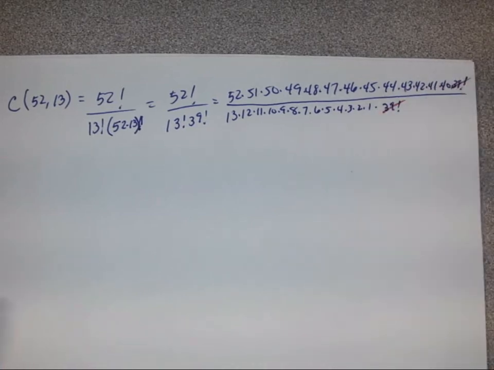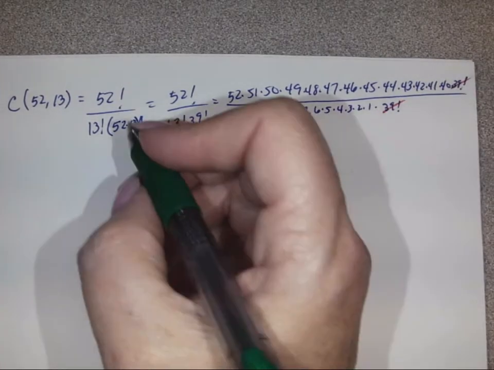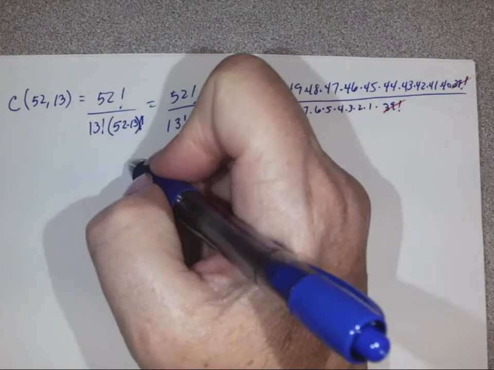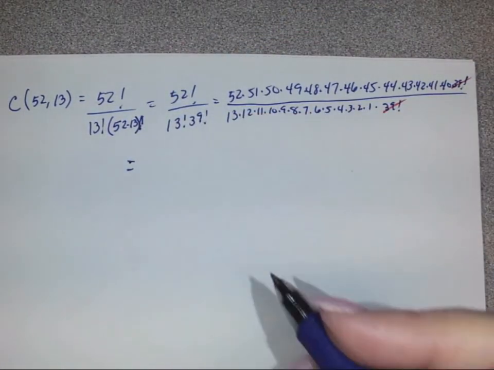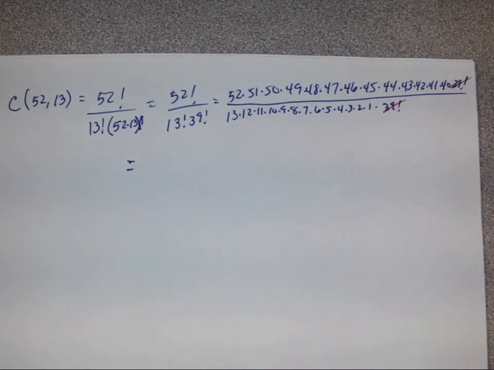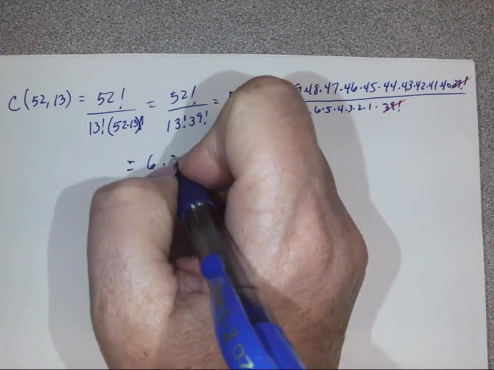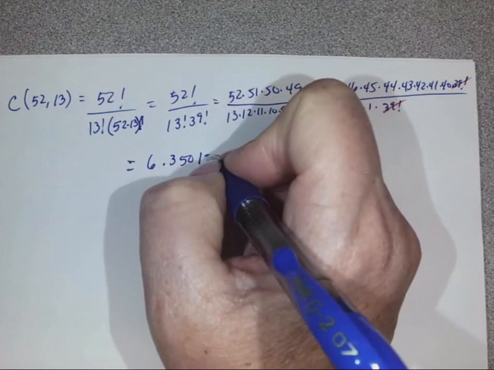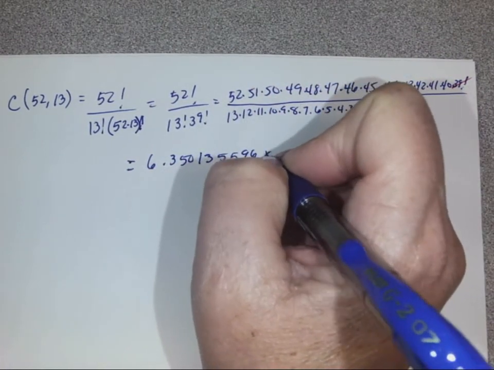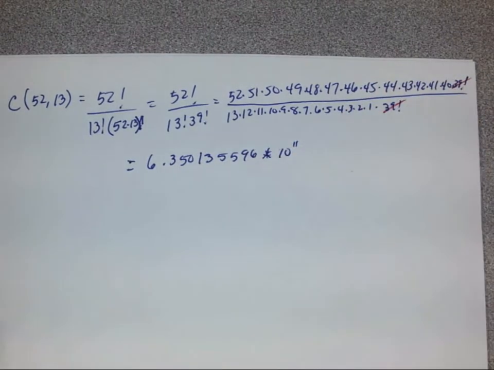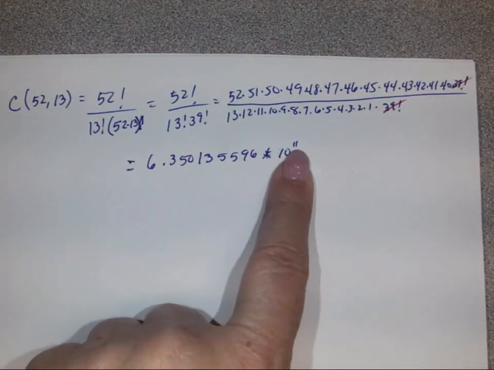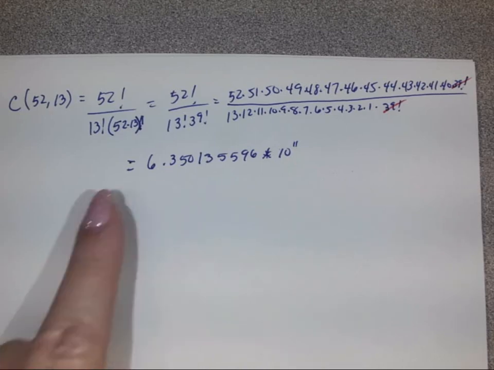So cancel those out, and we're going to end up with some scientific notation, because it's going to be some really big numbers. You're going to have to do it in parentheses, divided by a parenthesis. So you would end up with 6.3501 35596 times 10 to the 11th. Well, that means there's 11 decimal places. So we're going to move this over 11 spots.